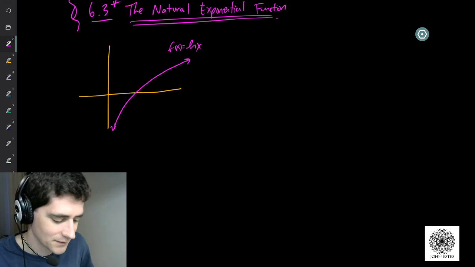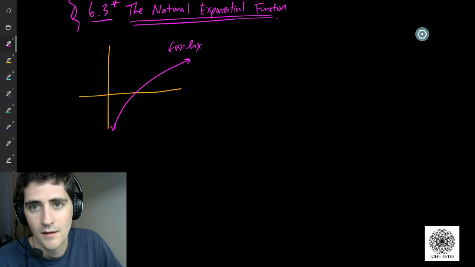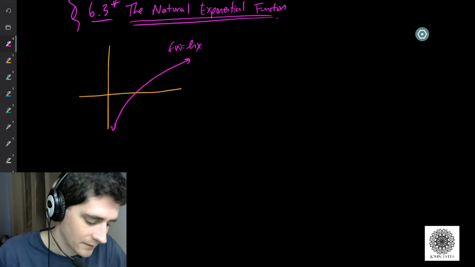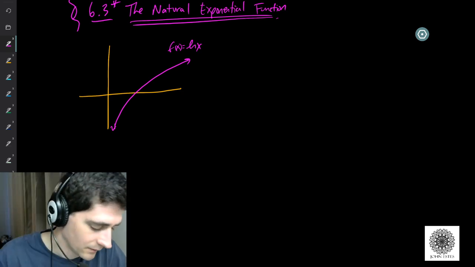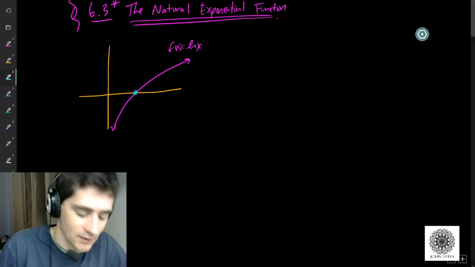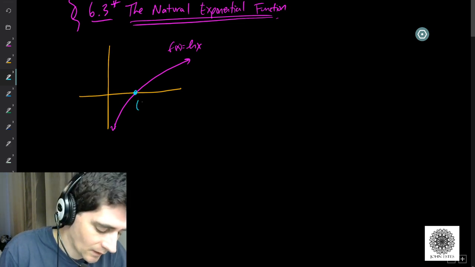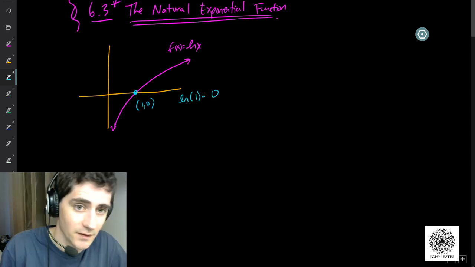All right, good morning. So we're going to cover the natural exponential function, and I have here the graph of ln x. If you remember, a couple of things about ln x: we have an intercept on the x-axis at 1. So this is the point (1, 0). In other words, ln of 1 equals 0.